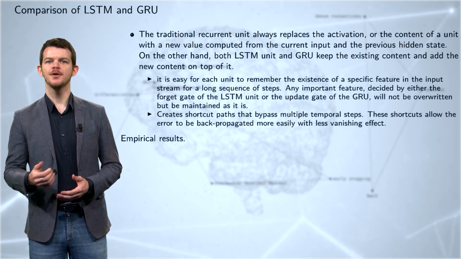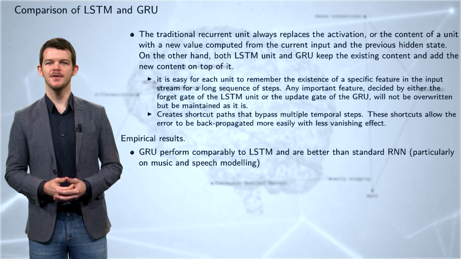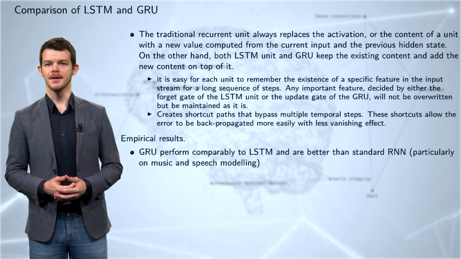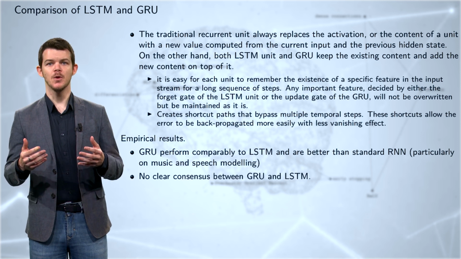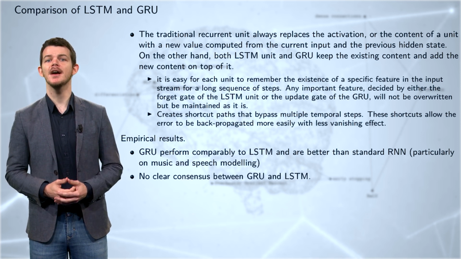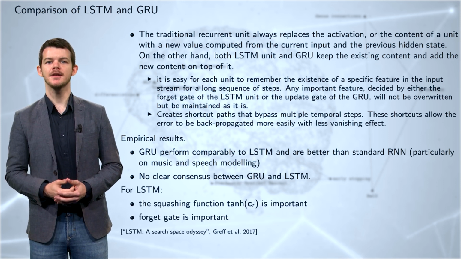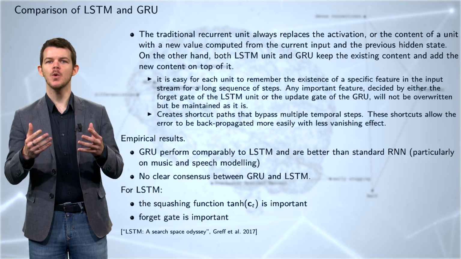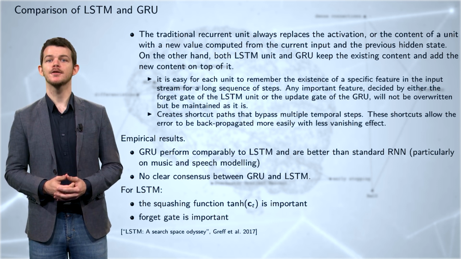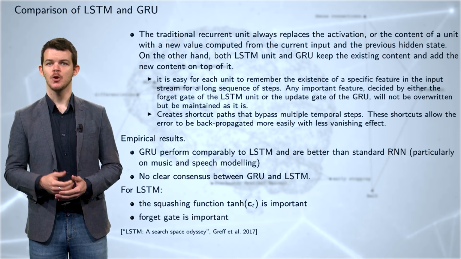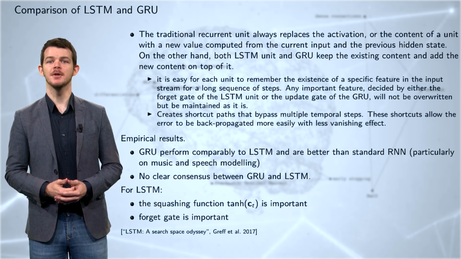From an empirical point of view, GRU and LSTM performances are comparable and usually better than that of standard RNN. However, there is no clear consensus between GRU and LSTM. For LSTM, we have seen that the hyperbolic tangent plays a very important role, and the forget gate is also important since it allows the network to copy the previous cell state to the next one. Don't hesitate to look at this paper I mentioned before to get more information on LSTM.